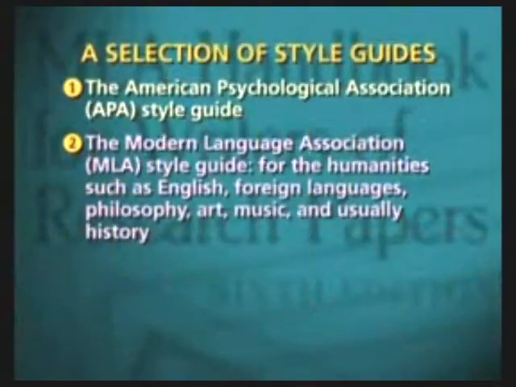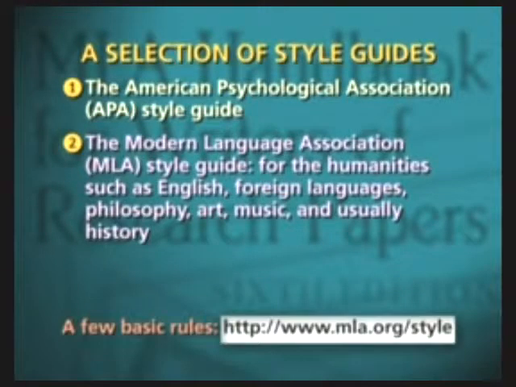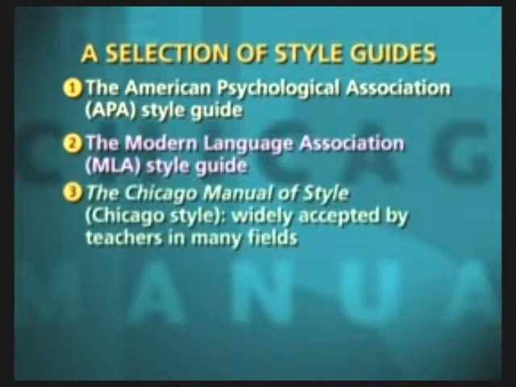Now, the style guide of the Modern Language Association, or MLA, is used in the humanities: English, foreign languages, philosophy, art, music, and usually in history. There's a published book version of the MLA style guide, and a few of the basic rules are also available online at http://www.mla.org/style.